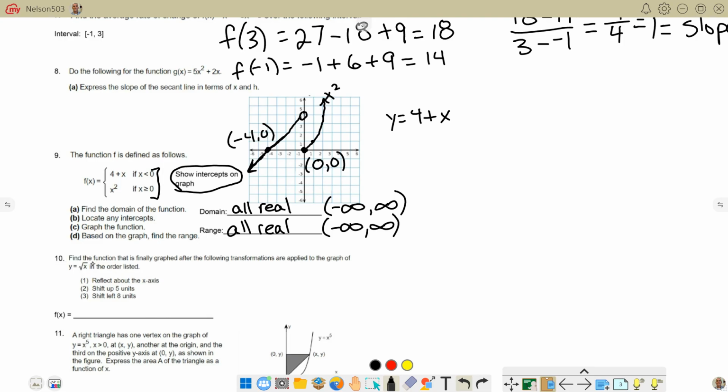Number 10, find the function that is finally graphed after the following transformation. So how do you reflect it over the x-axis? You go like this, y equals negative square root of x. How do you shift the function up 5 units? You go y equals negative square root of x plus 5.